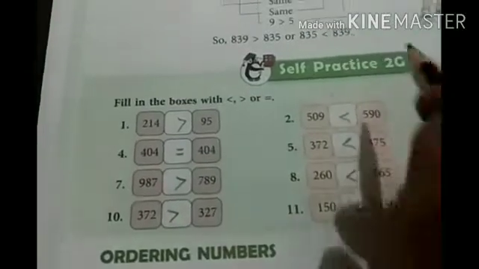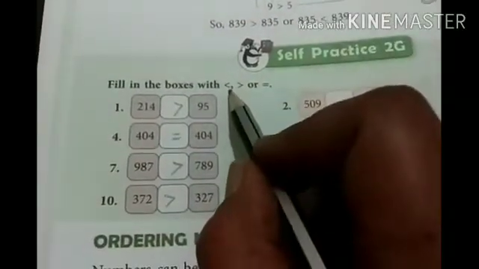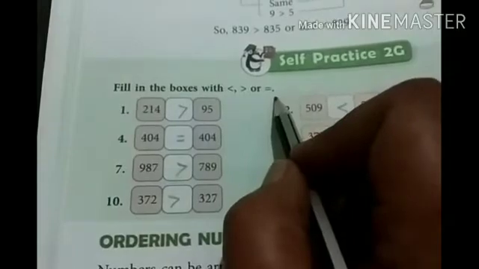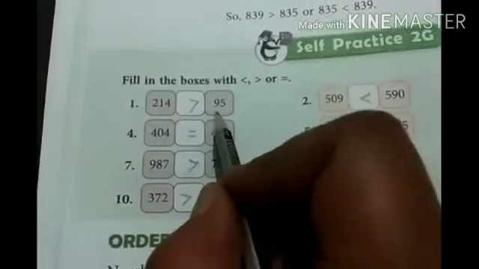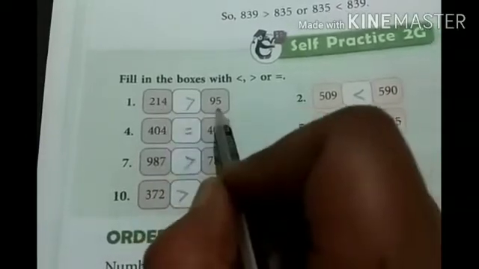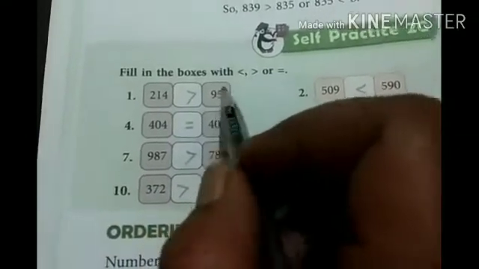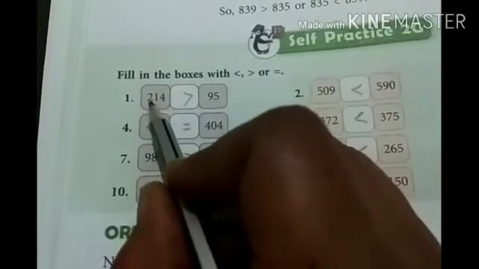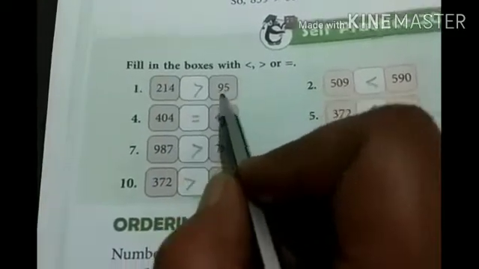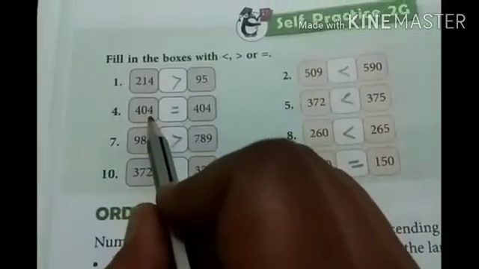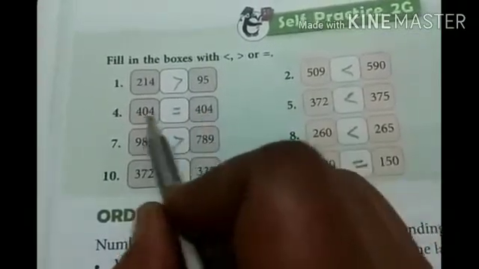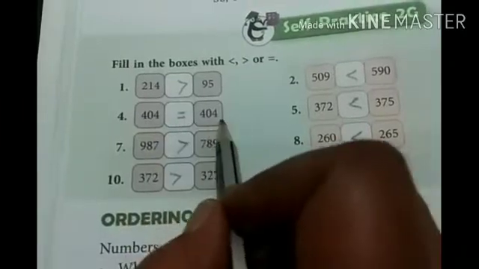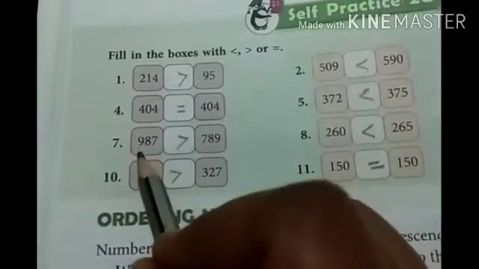Now shall we do this? Okay. Fill in the blanks with smaller than, greater than, or equal to. Okay. So 214 and here is 95. So it has 3 digits and it has 2 digits. We already learnt that a 2-digit number is smaller and a 3-digit number is greater. So 214 is greater than 95. So here 404 and 404 both are same. 404, 404. So equal to sign will come.